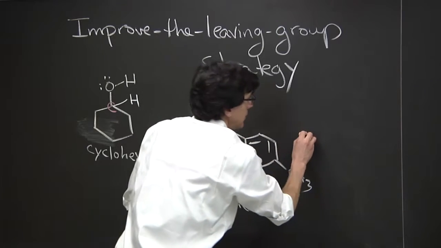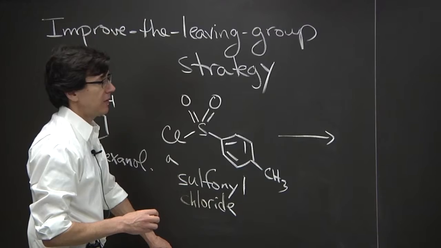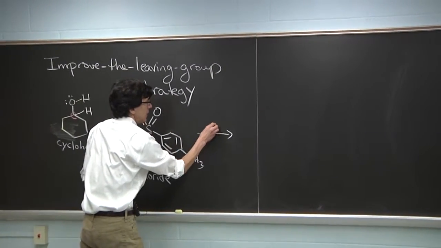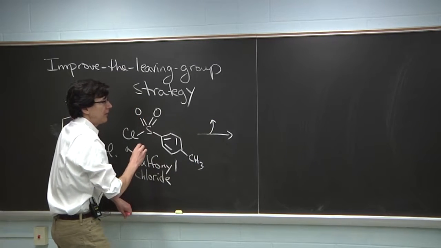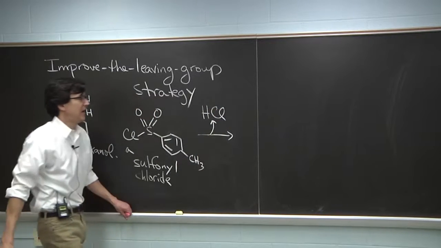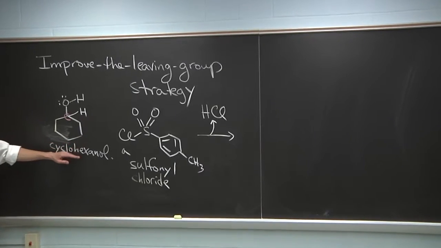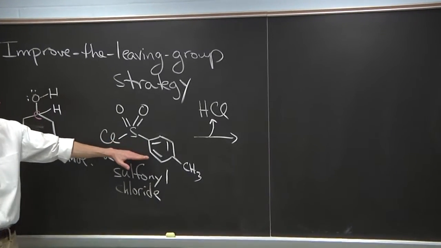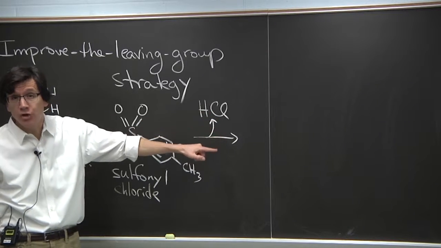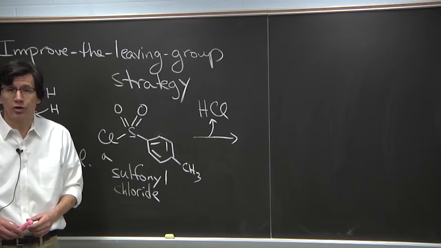And what I would like you to do is write down what you think is going to be the product of this reaction. And to give you a hint, I'm just going to tell you that there is a byproduct, and that byproduct is HCl. So combine this plus this, lose this, and get a product that should look familiar in terms of its generic type of structure.